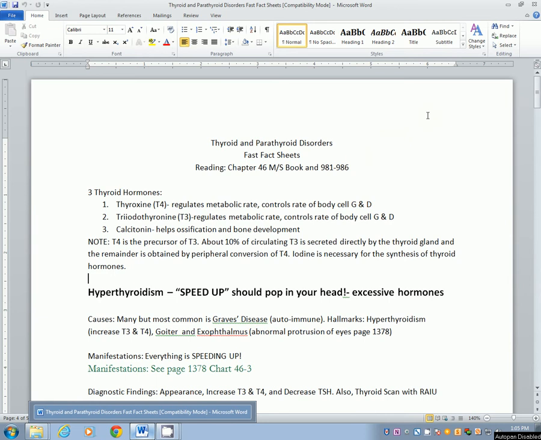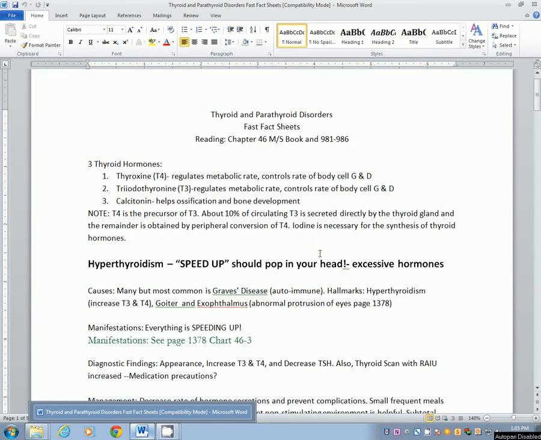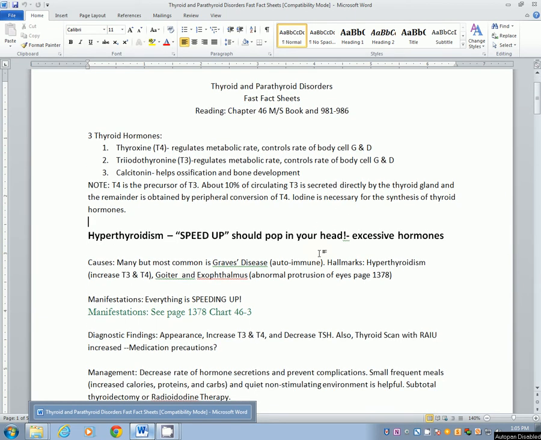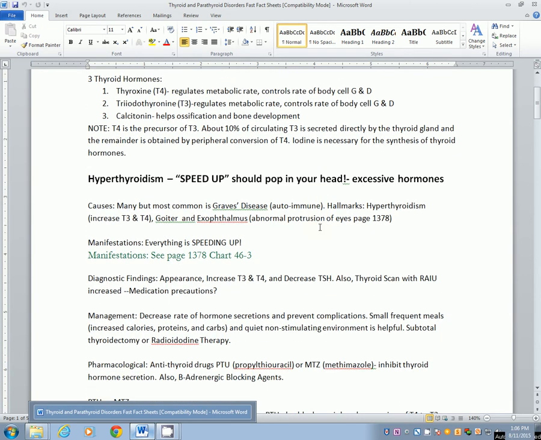All right, the thyroid and the parathyroid, fast fact sheets. You read chapter 46 in your Med-Surg and 981 through 986 in your Peds book. I've broken this way down to the short and sweet version.